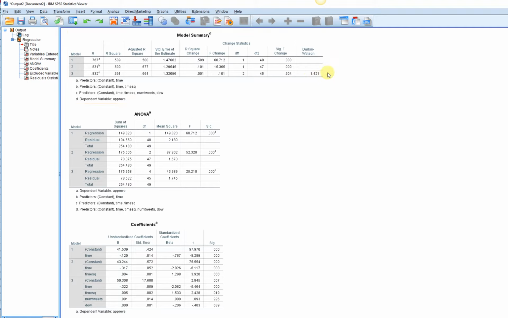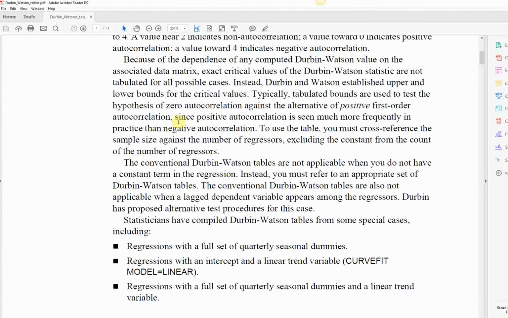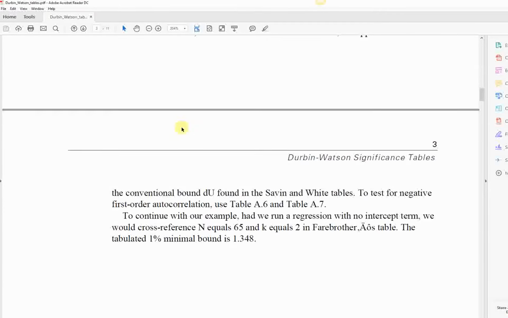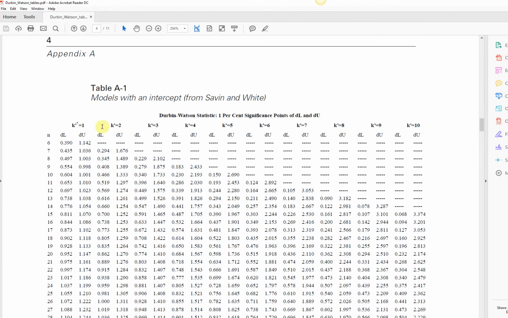Basically, you go into the Durbin-Watson tables, and these are the Durbin-Watson tables from Tabachnick and Fidell's textbook. This is in the appendix, and they give you some information about the tests and what's going on. Really, what we're doing is entering these tables. The K refers to the number of predictors.